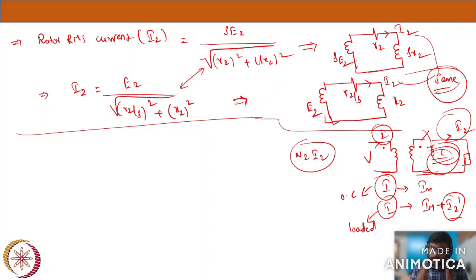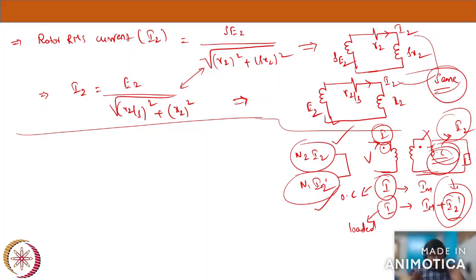Because of this additional MMF, my primary circuit is forced to draw additional current from the supply, that is I2 dash, so that N1 I2 dash and N2 I2 are exactly equal but opposite in polarity. Because with the dot convention, at one dot the current is entering, and at the other dot the current is leaving. So that's how the MMF balance comes. The MMF N2 I2 is produced by the secondary, and the primary produces N1 I2 dash, so these two are exactly equal and opposite, and they cancel each other, so that again my flux balance is achieved.